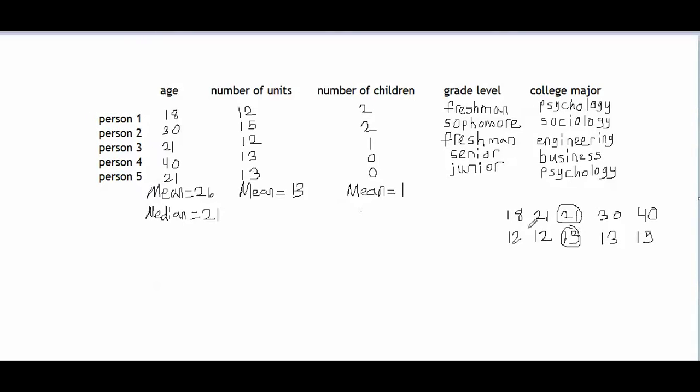One important thing to remember is that you have to put the data values in order from lowest to highest before you find the median. It would be incorrect to just say that the third data value in this column is the median, because these values aren't in order from lowest to highest.